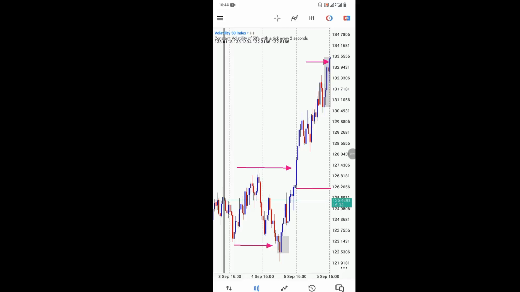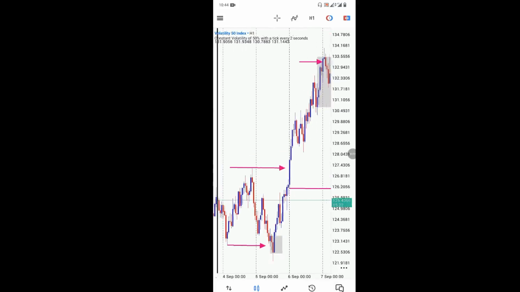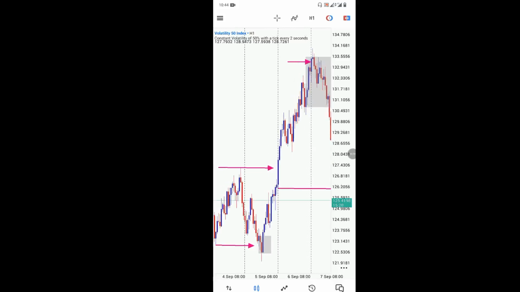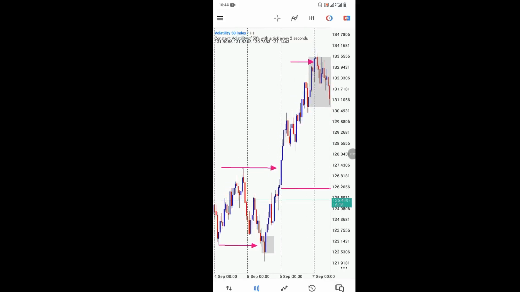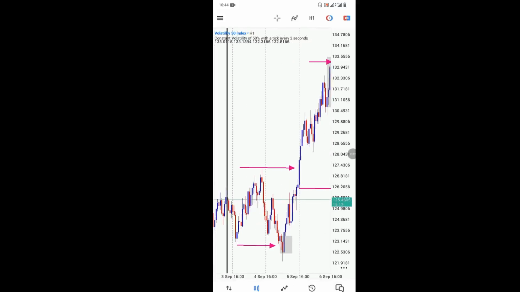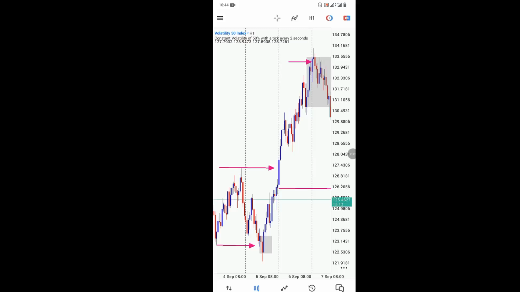Now, first of all, I use this model basically on synthetic indices pairs, and I'll be running you through VIX 50 today. Some other times we'll be looking at different asset classes in synthetic indices.